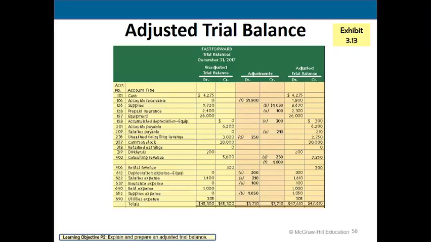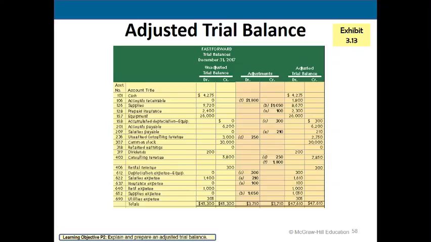So let's look at that. Here you've got a worksheet, and this worksheet shows the unadjusted trial balance and the adjustments that were made. Notice that each adjustment has in parentheses a letter that corresponds to the adjustments made in your journal. Based upon those adjustments, you have your adjusted balances listed in the adjusted trial balance columns.